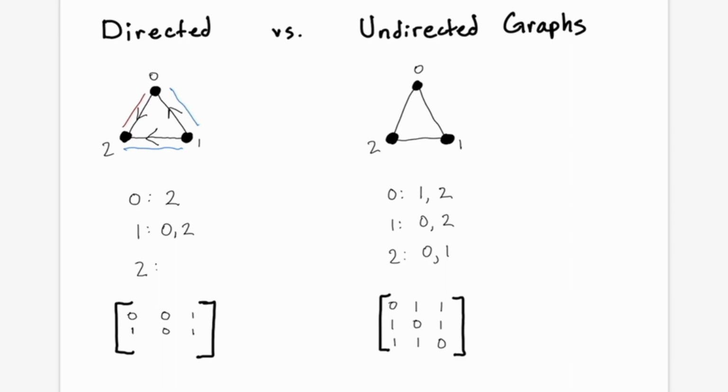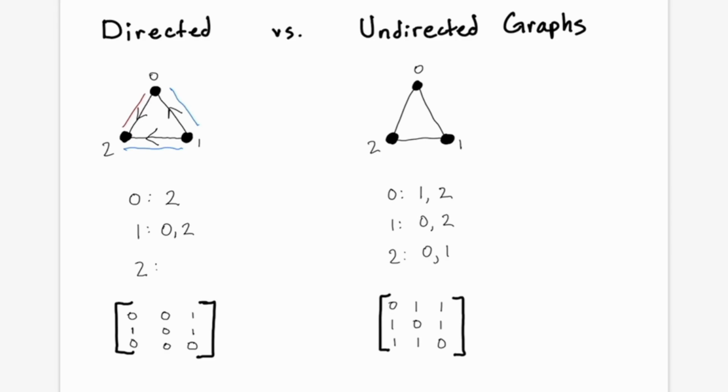The third row represents node 2. There's no edge between node 2 and node 0, so we put a 0 in that position. In fact, there are no edges starting from 2 to any other node in the graph, so we put a 0 in every position in that row. Just like the adjacency list representation, the adjacency matrix representation is pretty different.